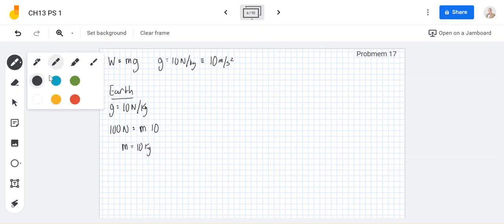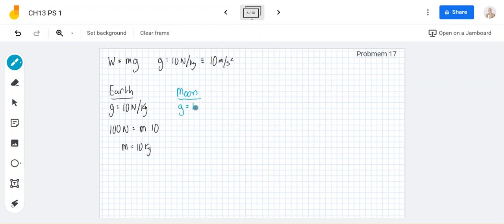And they want to know how much it's going to weigh on the moon. So let's do the moon. On the moon, the g value is 1.6 newtons per kilogram. So the weight, again, mg, would be equal to the mass from here, times 1.6, so it would weigh 16 newtons on the moon. So a 100 newton object on Earth only weighs 16 newtons on the moon.